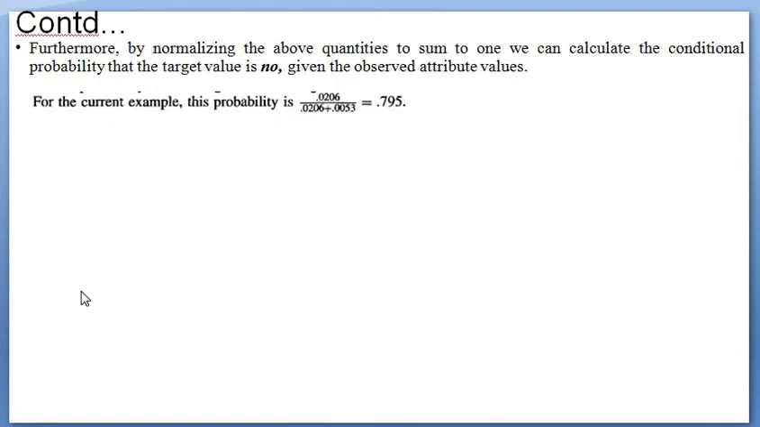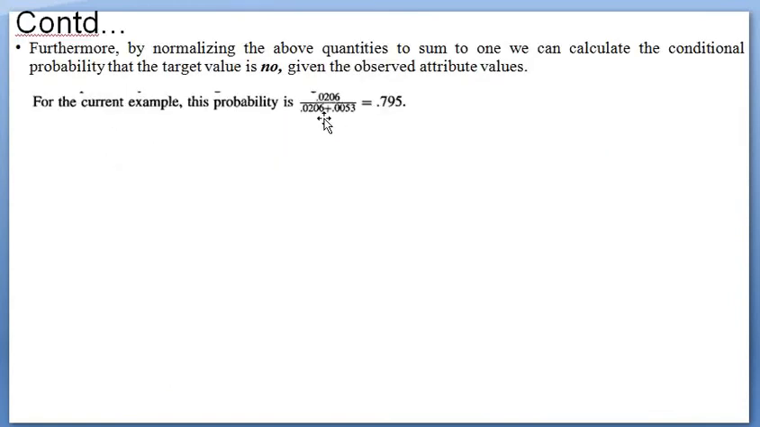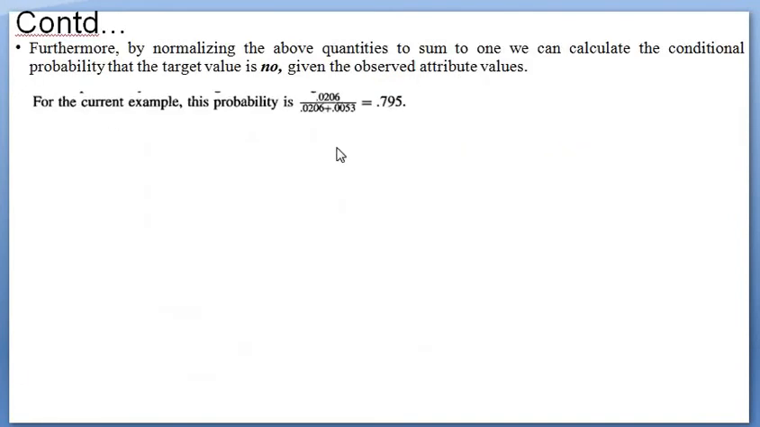And if you want to check whether the value is correct, we can also calculate the conditional probability. So you take the output of no, 0.0206, divided by 0.0206 plus 0.0053. You do this and you will get the value as 0.795. This is the conditional probability.